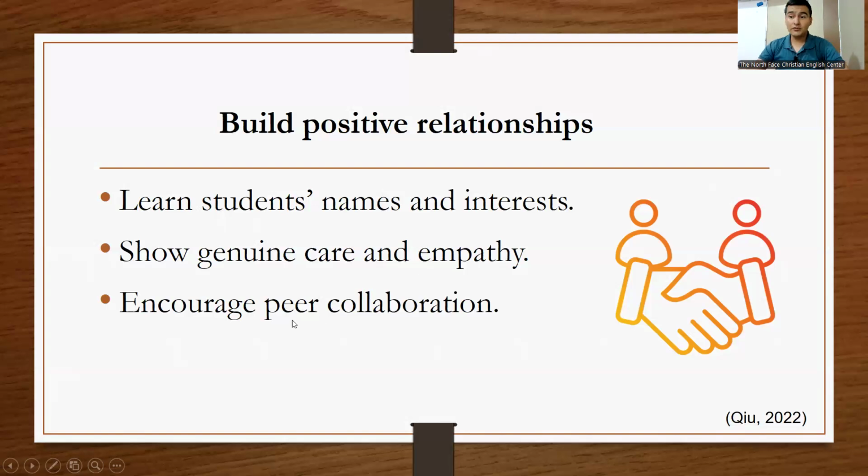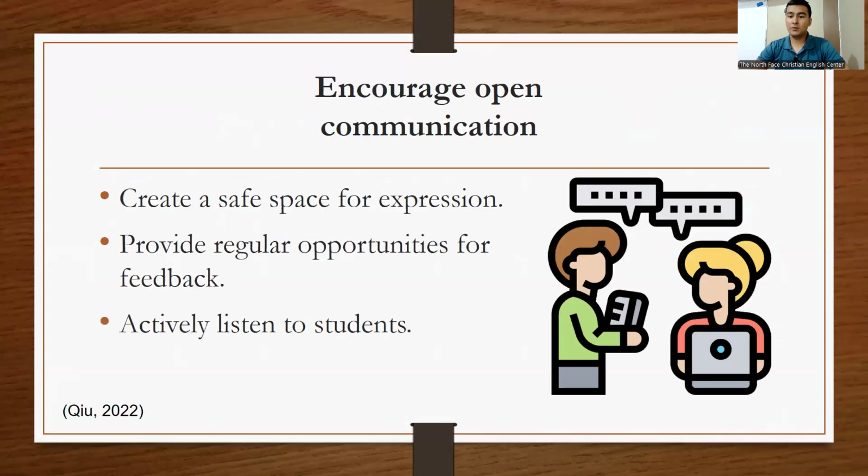We need to encourage peer or classmate collaboration. This way we'll build a positive relationship not only between student and teacher but also between classmates. That's something we need to keep in mind as well. Encourage open communication. Create a safe space for expression. As I said in the beginning, we need to respect the different points of view of each kid. Each kid might think differently than us, but we still need to respect that.